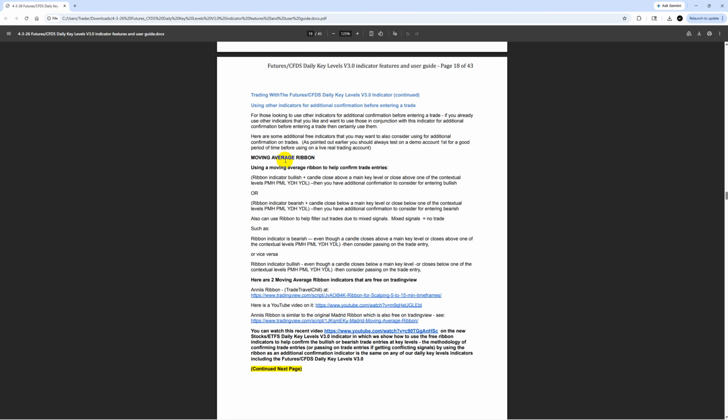And these are moving average ribbons. Both of these that I'm going to show you, which are also outlined on this page, are free on TradingView. Here we give the links to the Madrid ribbon, which is the original one, and also Annie's ribbon, which is the one that we feel is better. However, that's up to you if you want to try both and then decide for yourself. And then here is a YouTube video on Annie's ribbon, which is also an additional thing that you can look at. And then, of course, here is the link for the original Madrid ribbon.